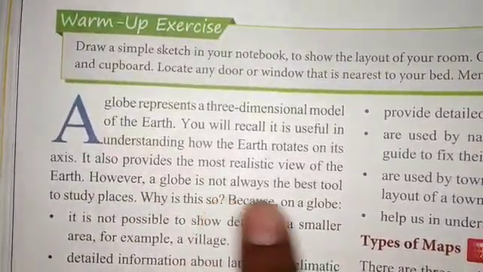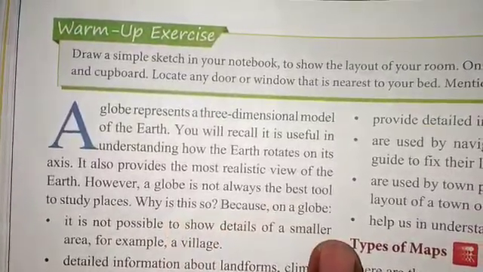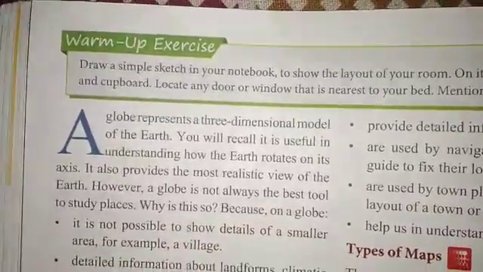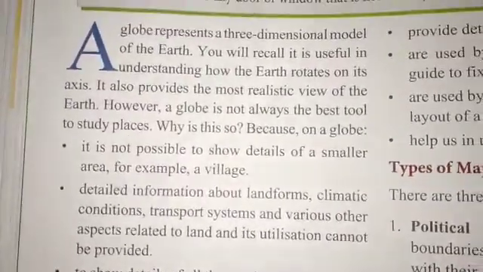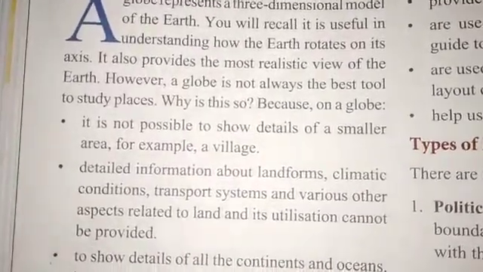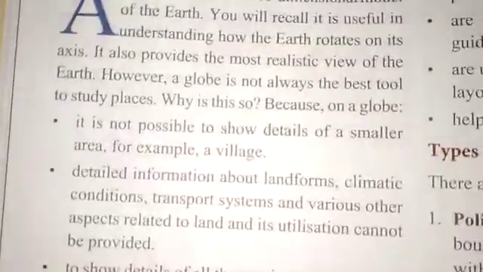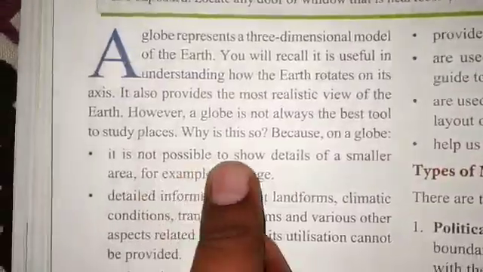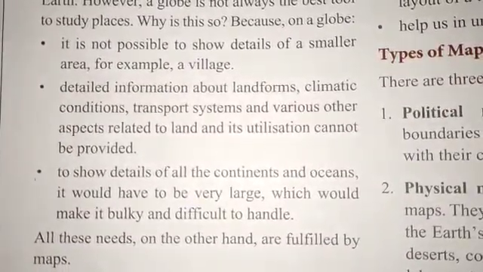Further, it provides the most realistic view of the Earth. However, a globe is not always the best tool to study places. Why is this so? Because with the help of the globe we can find out the shape of the Earth and how it is tilted on the axis, but it is not the best tool to study each and everything, because it is not possible to show details of smaller areas like villages. On the globe, we cannot show the details of a smaller area such as a village.